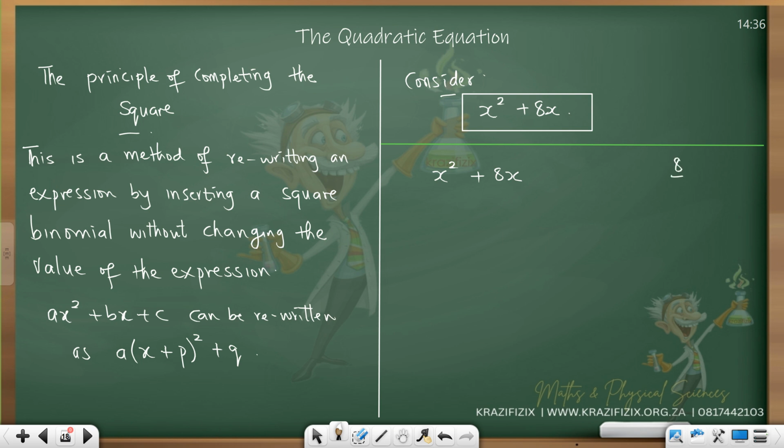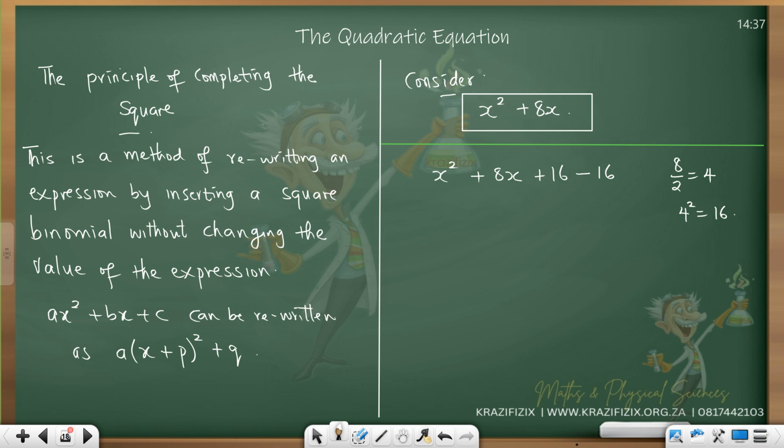So I said 8 divided by 2, which is 4. I'm going to square that 4. 4 squared will be equal to what? 16. So look at what I'm going to do. I am going to add 16, and I will then subtract 16 again. Do you notice I haven't changed the value of my equation? Because if I simplify, it gives me back x squared plus 8x.